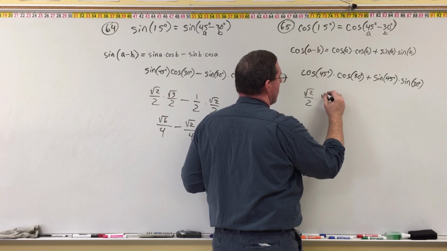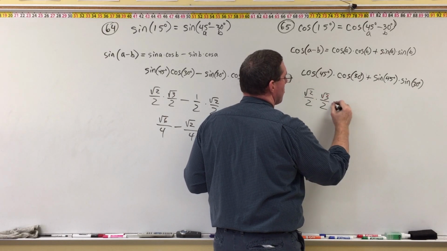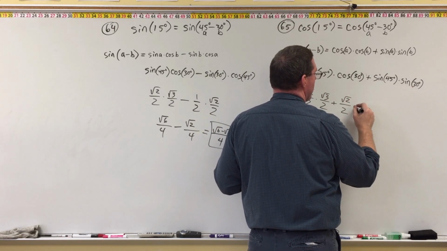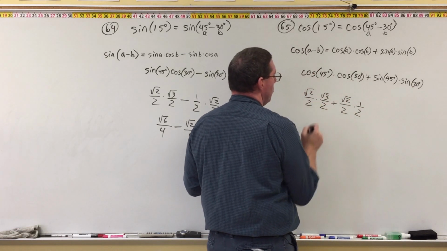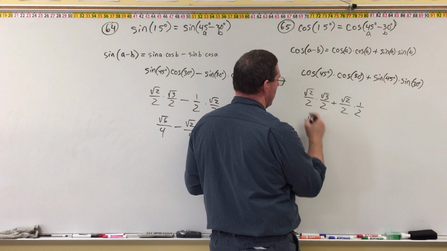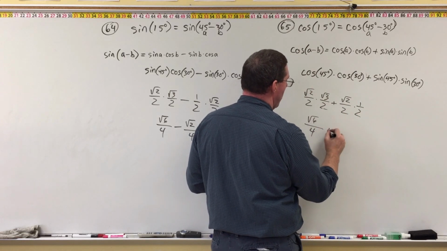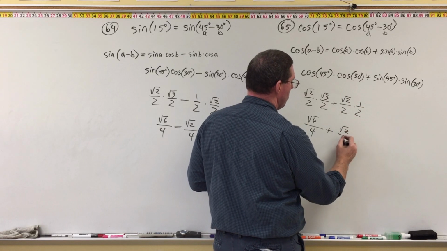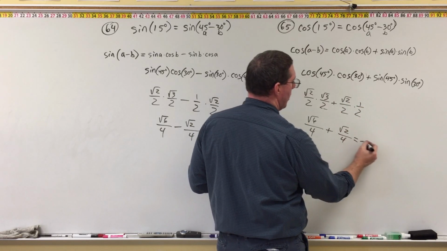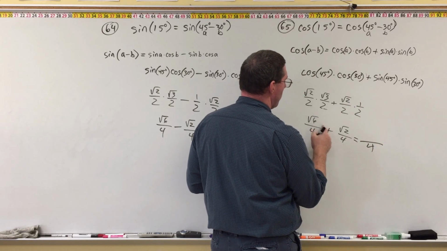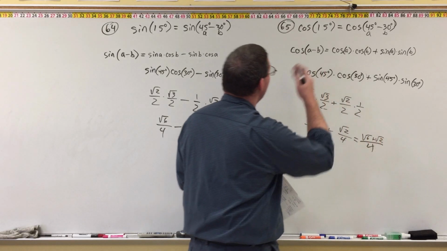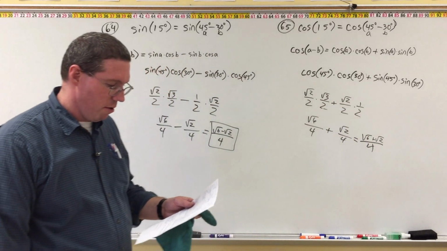Cosine of pi over 6, that's square root of 3 over 2, plus sine of pi over 4, which is square root of 2 over 2. Sine of pi over 6 is 1/2. Square root of 2 times square root of 3 is square root of 6. 2 times 2 is 4, plus square root of 2 times 1 is square root of 2. 2 times 2 is 4. Again, common denominator over 4. Square root of 6 plus square root of 2 over 4. And that's the answer to question number 65.